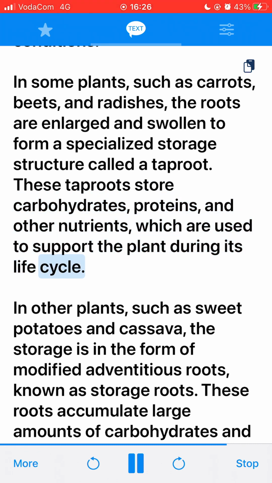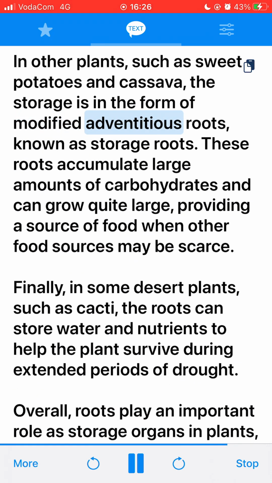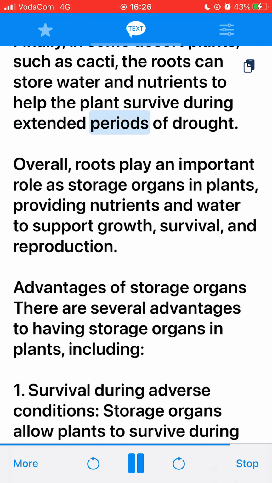These taproots store carbohydrates, proteins, and other nutrients, which are used to support the plant during its life cycle. In other plants, such as sweet potatoes and cassava, the storage is in the form of modified adventitious roots, known as storage roots. These roots accumulate large amounts of carbohydrates and can grow quite large, providing a source of food when other food sources may be scarce. Finally, in some desert plants, such as cacti, the roots can store water and nutrients to help the plant survive during extended periods of drought.